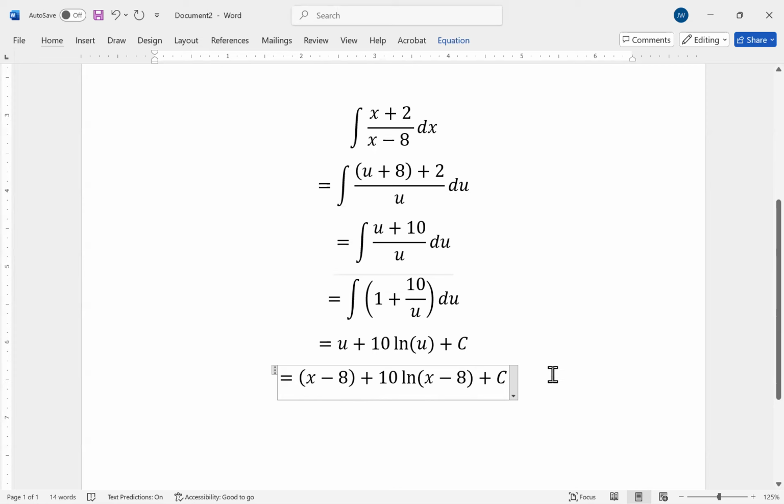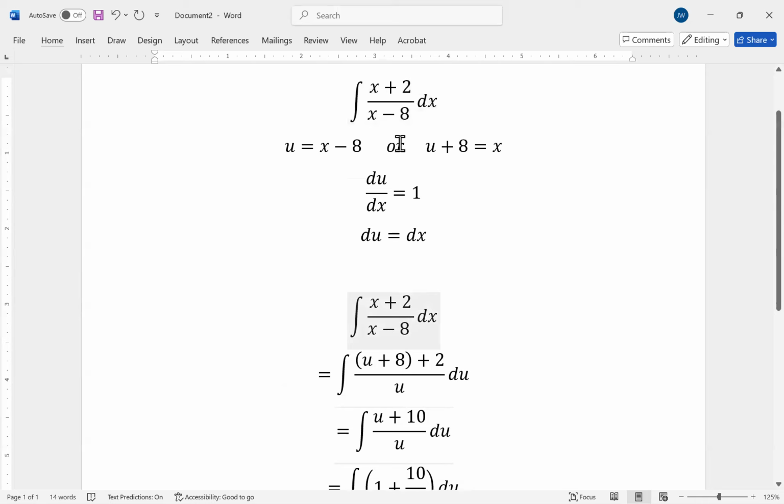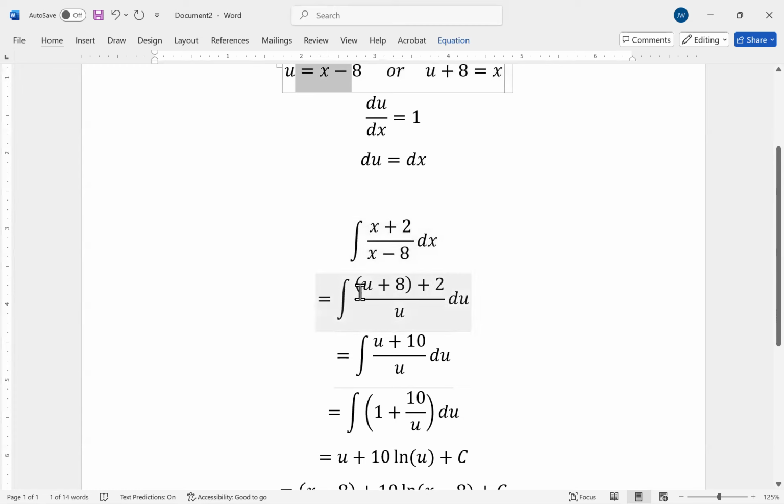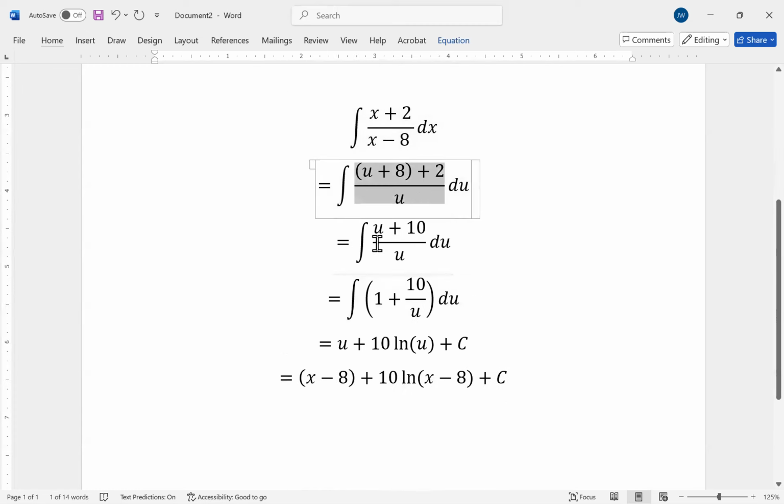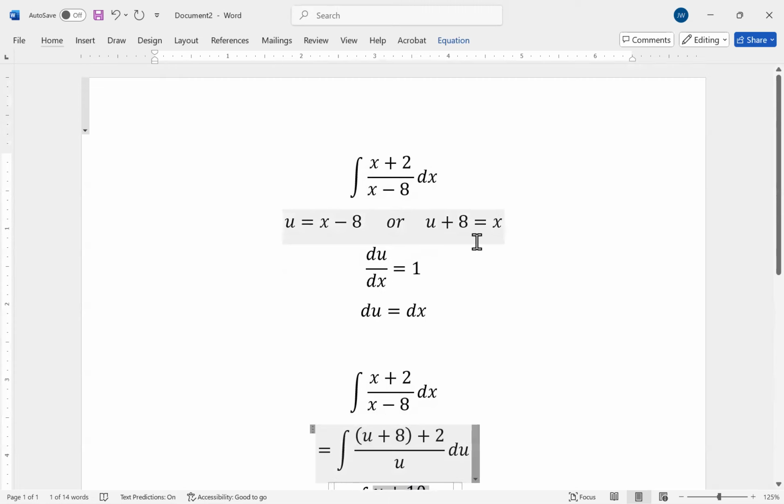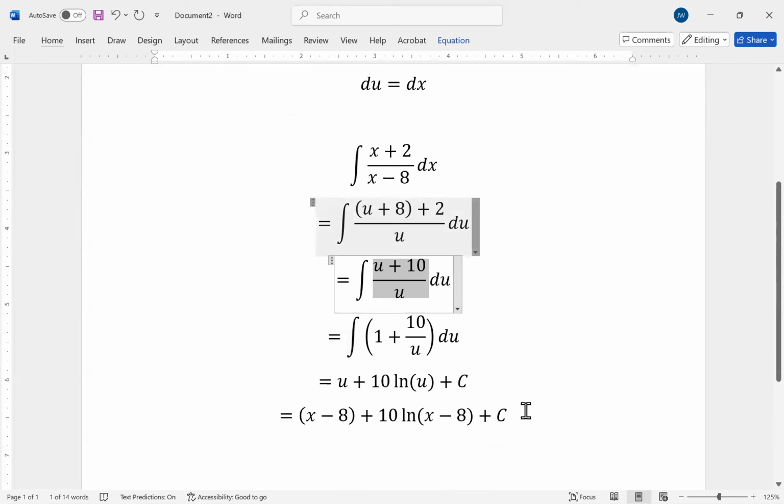But letting u be equal to the denominator in this rational function was the trick. U is the denominator. That allowed me to divide easily once I got to this stage. But that means I have to mess around with the numerator too. Replace the x with u plus 8 as long as u is equal to x minus 8. So that's, again, another tool in our substitution toolkit that we can use.